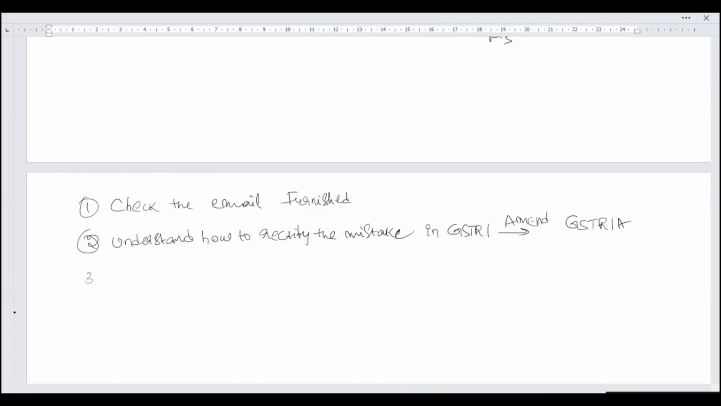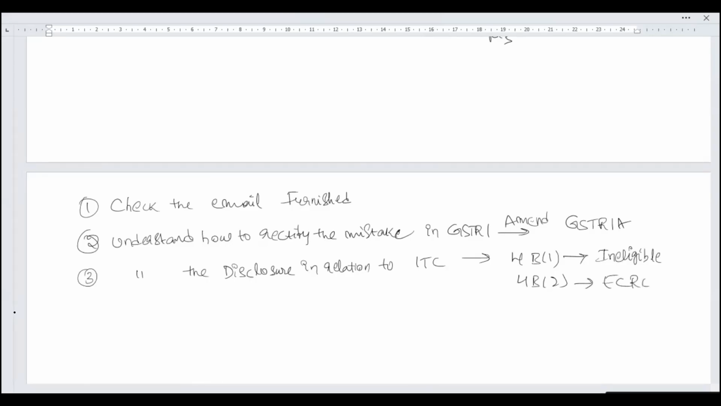Third, understand the disclosure in relation to input tax credit, where you have 4B1, you have 4B2. 4B1 is your ineligible, and 4B2 is your electronic credit ledger reclaimable statement.